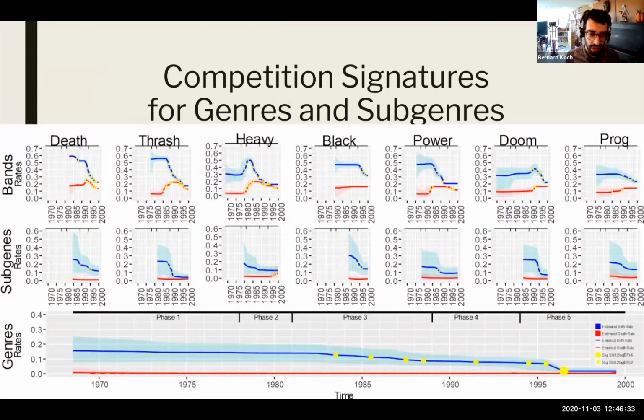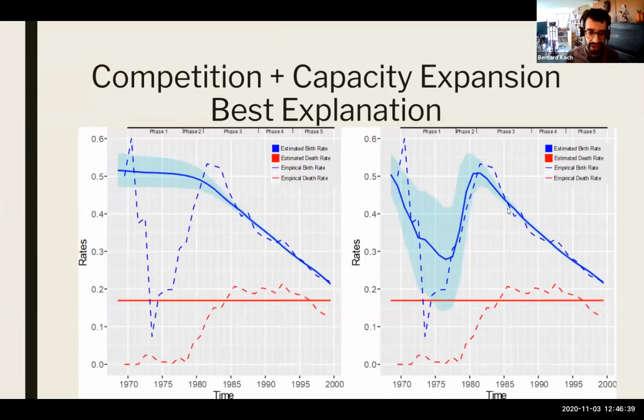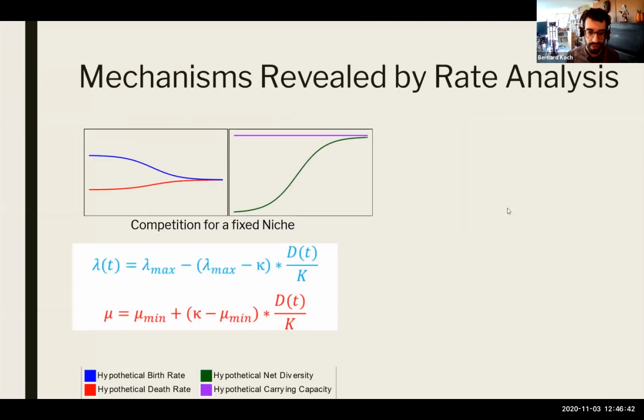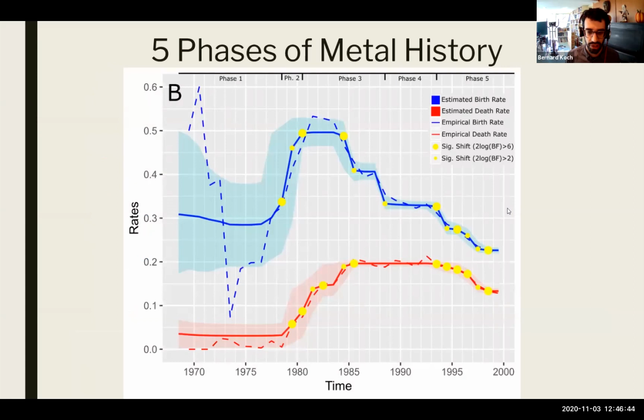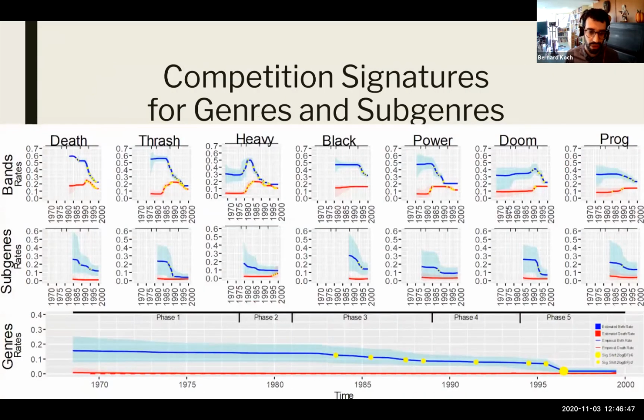So the competition hypothesis is not a slam dunk, because our models didn't estimate competition and death rates, and the birth rates and death rates don't converge within our window of analysis. But I wanted to look for competition signatures in other contexts within metal music. These are bands within the 7 biggest subgenres of metal. Particularly in popular forms like thrash metal and heavy metal, you see textbook competition signatures where birth rates and death rates converge. That's the second and third column, first row.